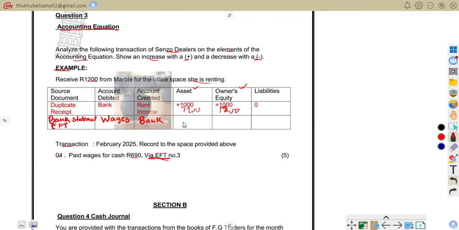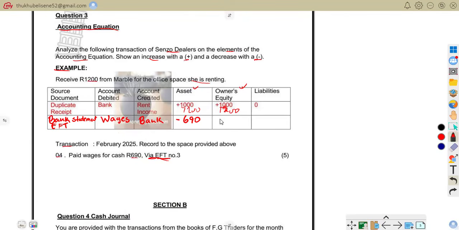So now let us see how it's going to affect our accounting equation. So we are paying them how much? 690. So it means you're going to have minus 690, because you're going to take money out of our bank, and bank falls under our current assets. So it means you're going to decrease our current assets, because now we're going to part ways with 690 to pay the wages for our employees.